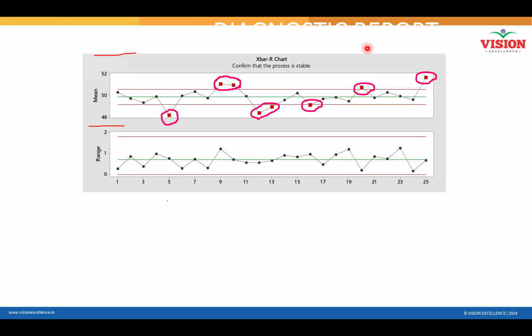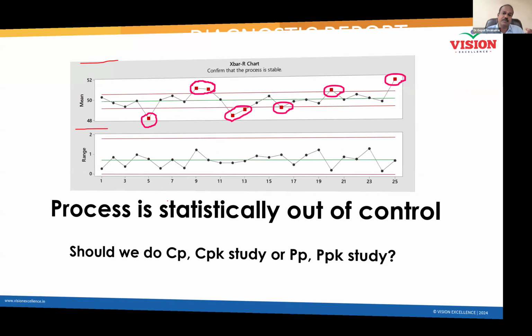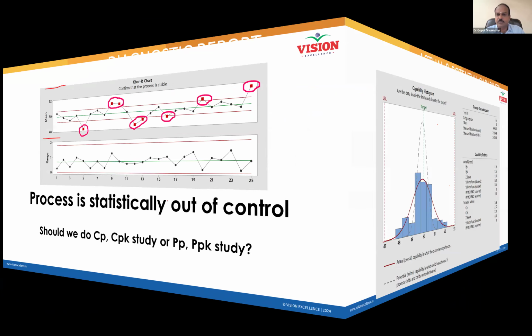Yes, sir. All are out of control scenarios. Actions are required. Stoppage of the process is required. Corrective action should be put into place. And then only does the process qualify for any test, any kind of capability analysis. And this is how the Minitab report will look.